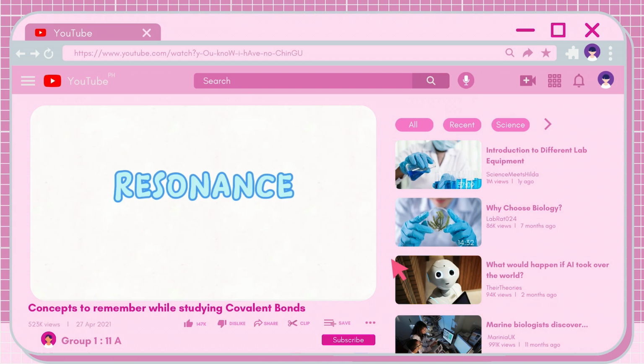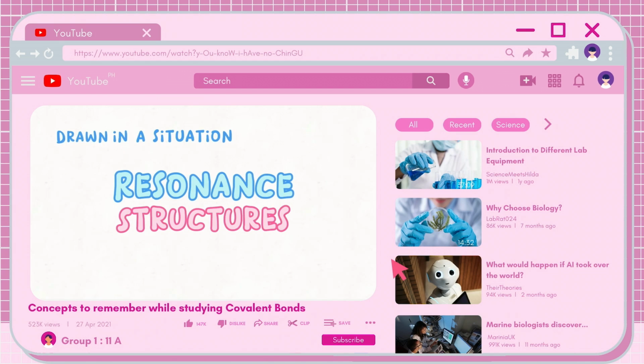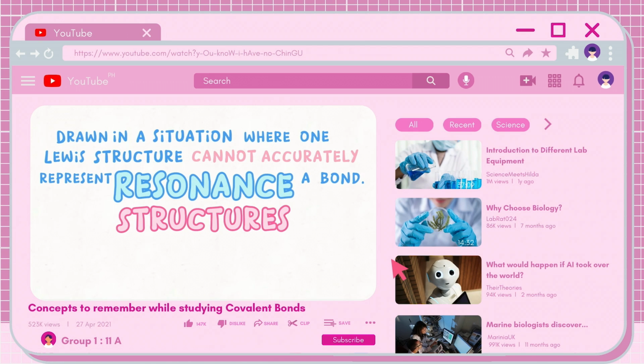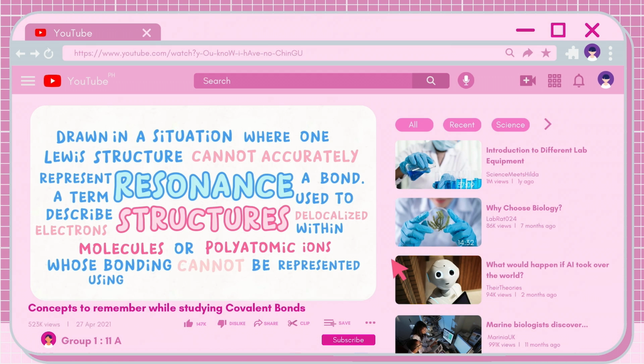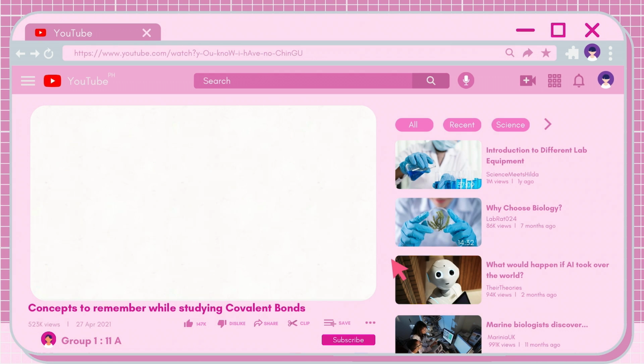So, resonance structures are drawn in a situation where one Lewis structure cannot accurately represent a bond. Resonance is a term used to describe the delocalized electrons within molecules or polyatomic ions whose bonding cannot be represented using a single Lewis structure.